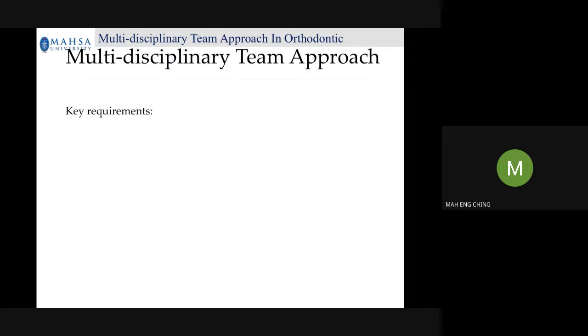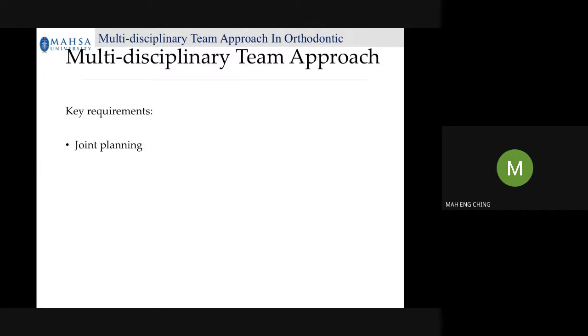Okay. What's the key requirement if you come to this team approach? There are so many members involved, so there are a few key requirements you have to remember. First is joint planning. It's never planned by just one person, not by the orthodontist, not by the periodontist, not by the prosthodontist. Everyone will come together as a team. That's how we plan the case together.